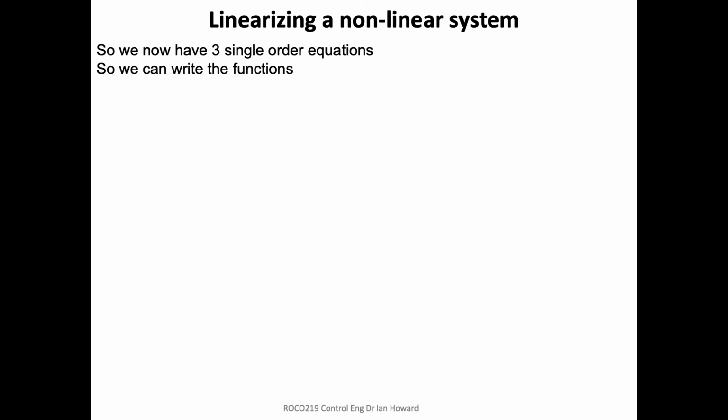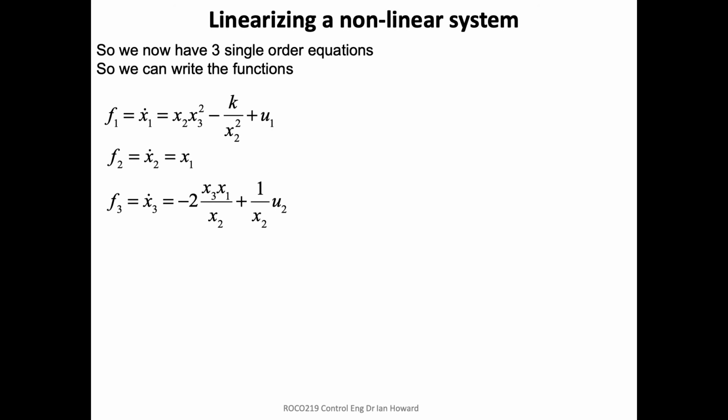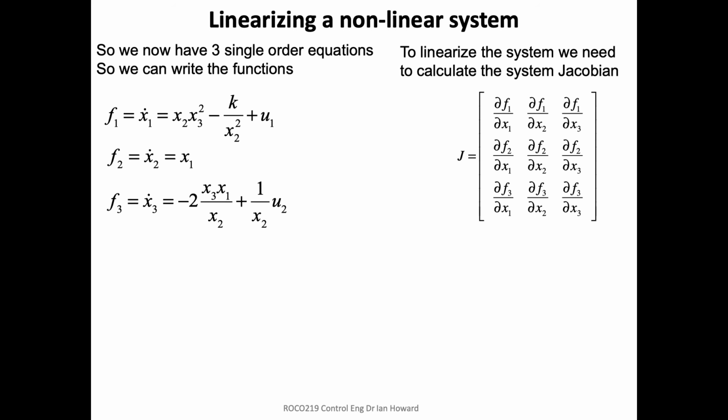So we've got three first order equations, so we can now write functions down. We can write the first function, the second function, and the third function, and we have to differentiate these three functions with respect to the three parameters that we have, which are the state variables x1, x2, and x3. So in this case we've got three equations for the three functions, and we've got three state variables, so these functions depend on x1, x2 and x3.